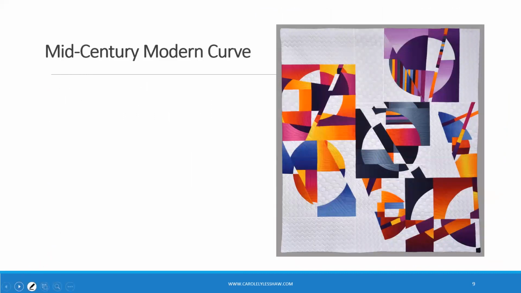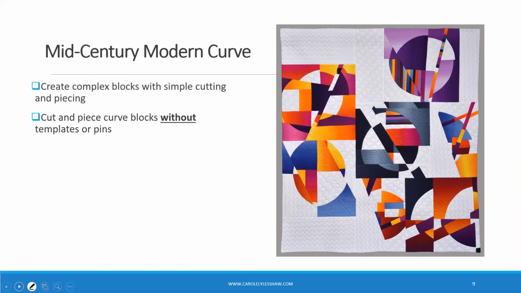The next workshop is the Mid-Century Modern Curve. Again, we'll be working with complex looking blocks that we achieve with very simple cutting and piecing. And again, these curves are achieved by cutting the fabric, but we will not be using templates or pinning or matching. They are bigger scale curves than we will use in the Parisian curves workshop, and we'll arrange them in a very, very different way.